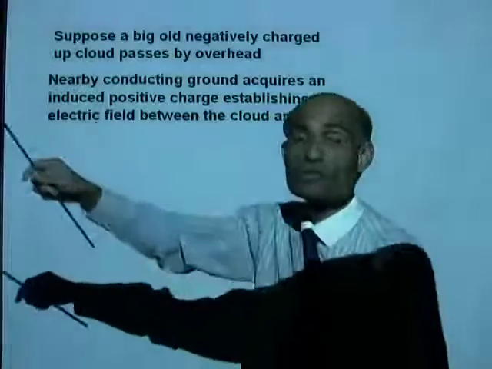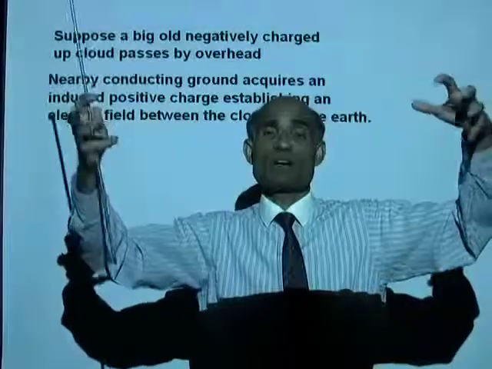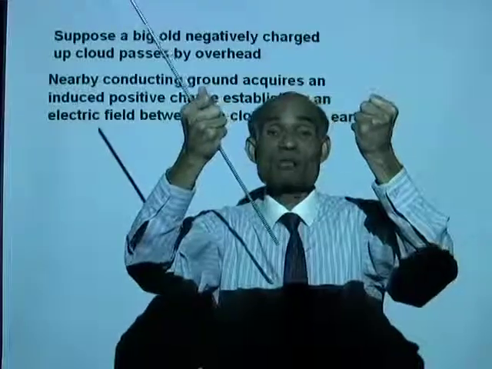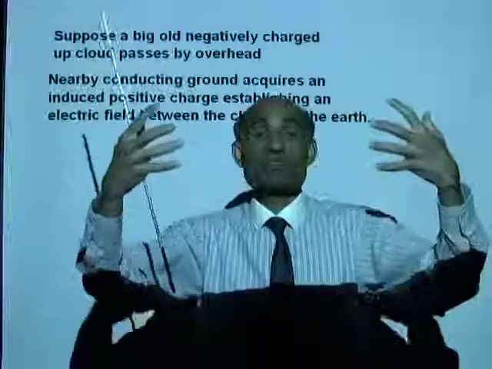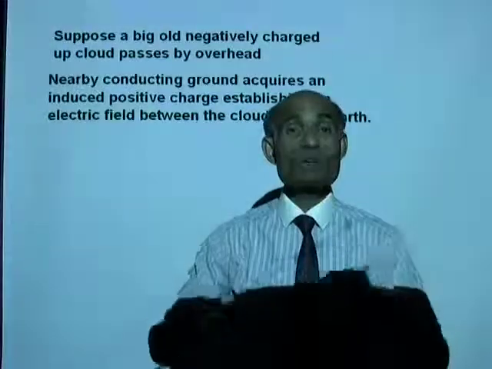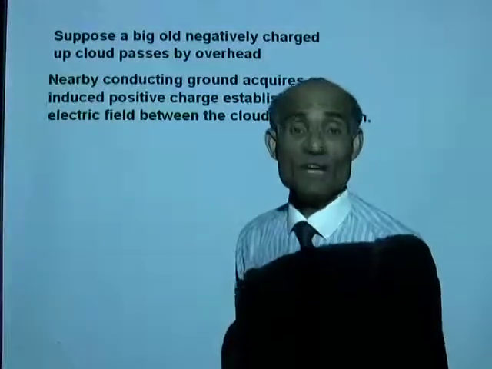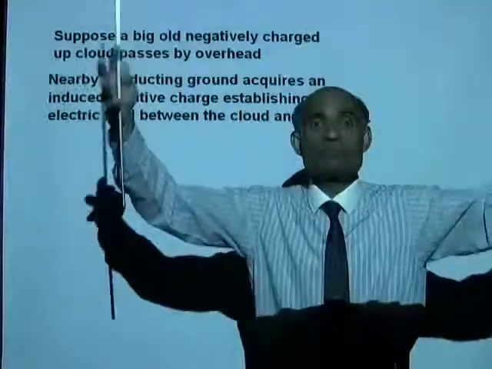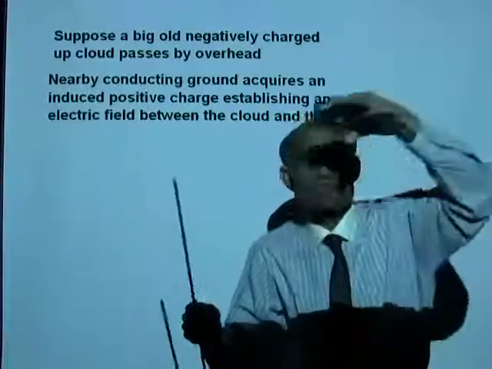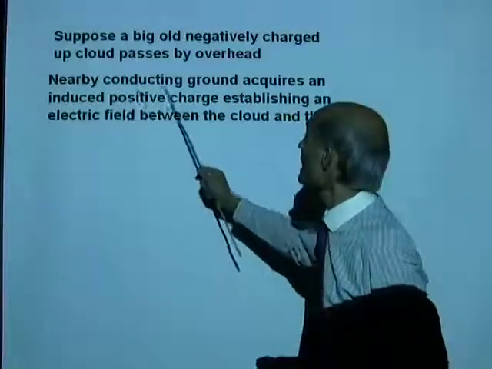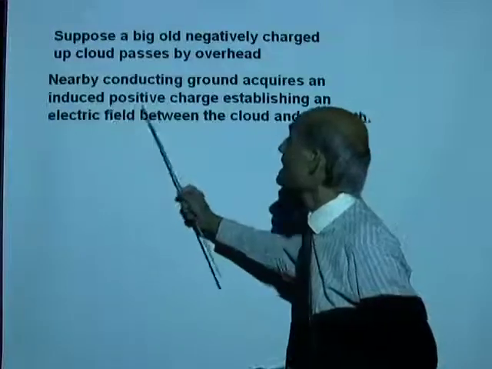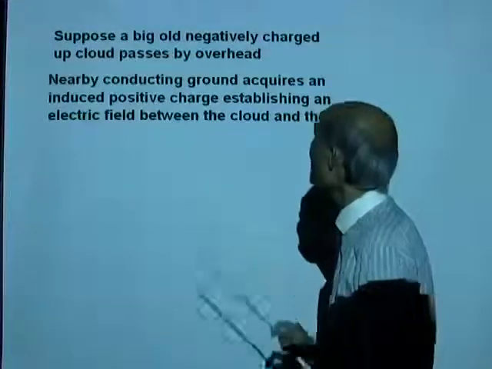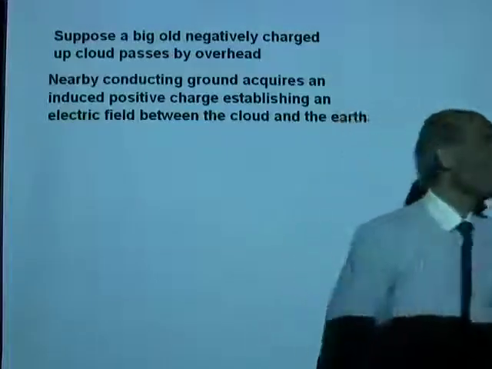You see, when clouds move in the atmosphere, they are continuously rubbing against the air molecules. That means there will be charges created. So clouds will be full of excess charges. So suppose a big old negatively charged cloud passes overhead. Now nearby conducting ground acquires an induced positive charge, establishing an electric field between the cloud and the earth.